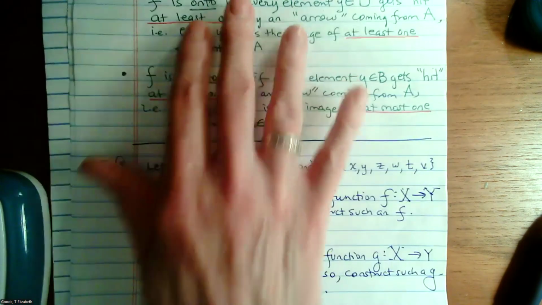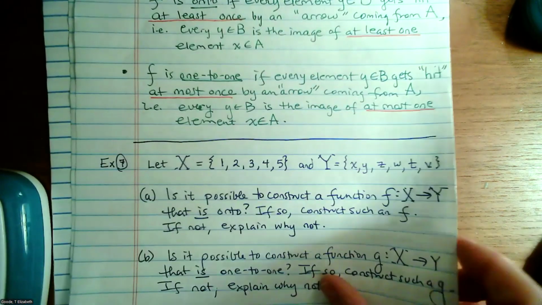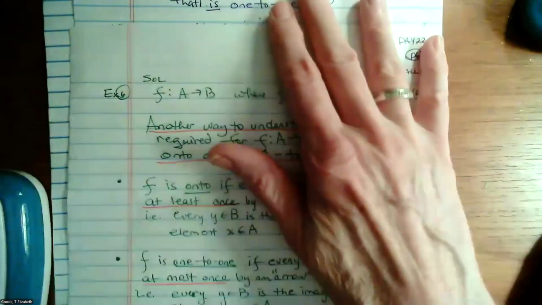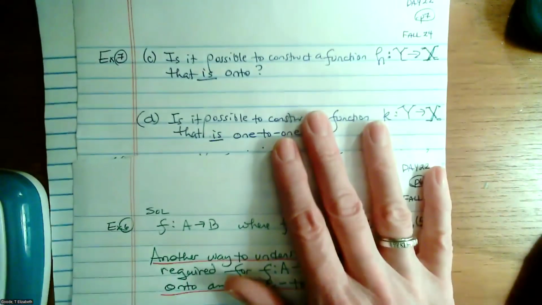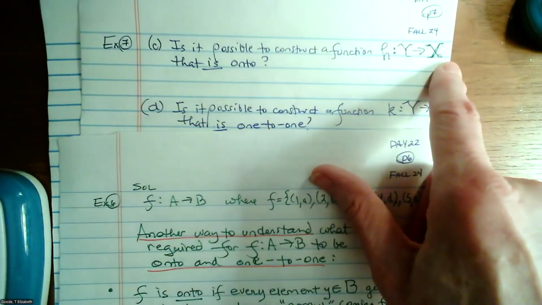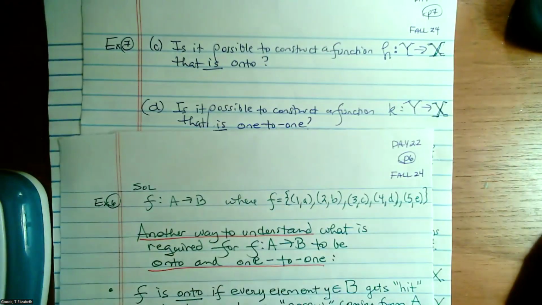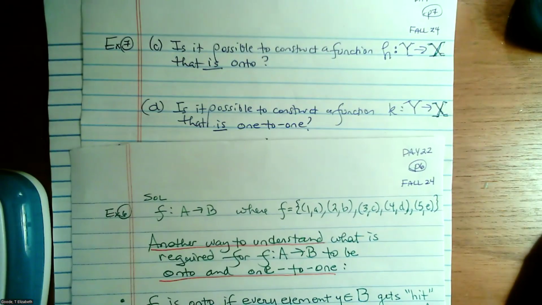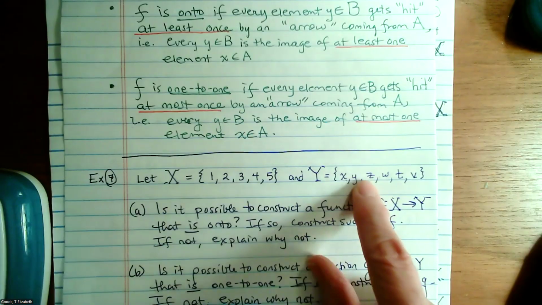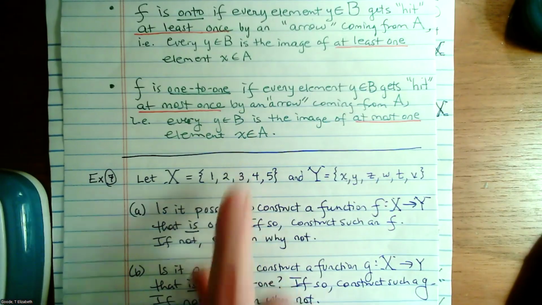So you review these definitions of one-to-one and onto, and then I ask the question the other way. Is it possible to construct a function going the other way from Y to X that's onto? Is it possible to construct a function from Y to X that's one-to-one? So now we're going back this way. Can we build a function from Y to X that's onto?